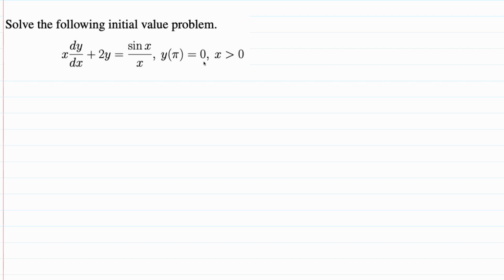The following initial value problem. So we got x dy over dx plus 2y equals sine x over x. Y at pi, that's the x value, y value is 0 when x is pi and x is positive. So here y is the dependent variable and x is the independent variable because this is on the bottom.